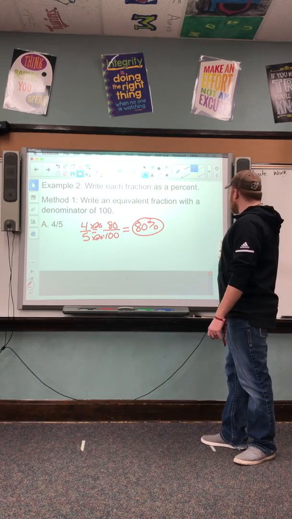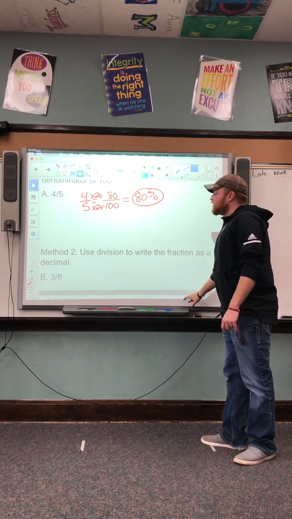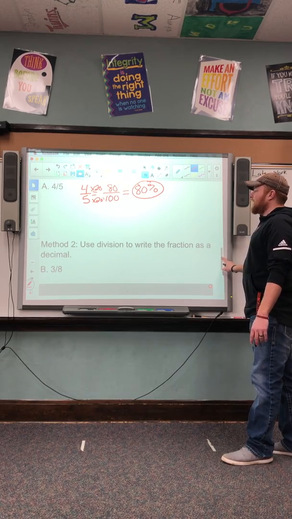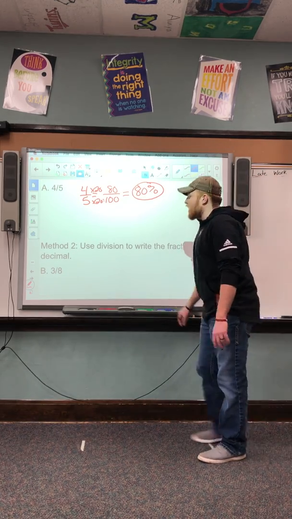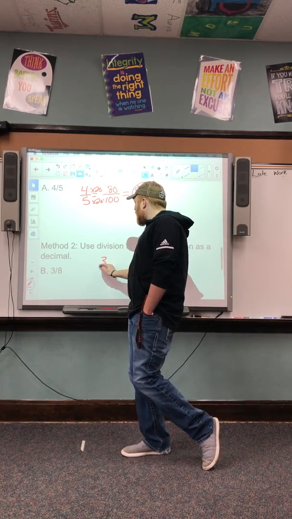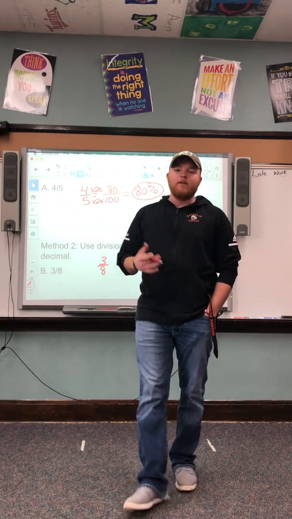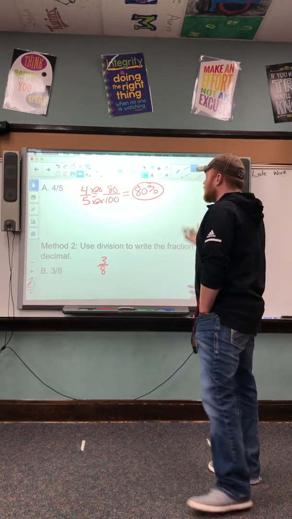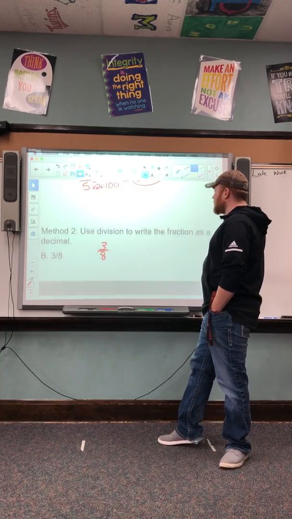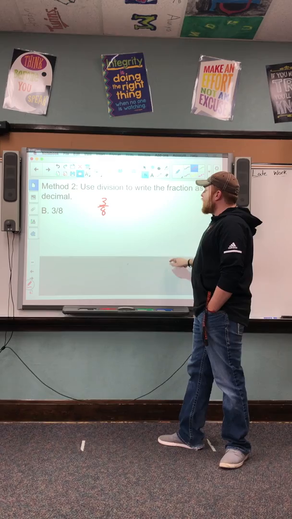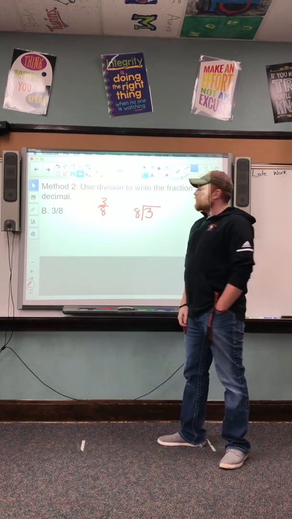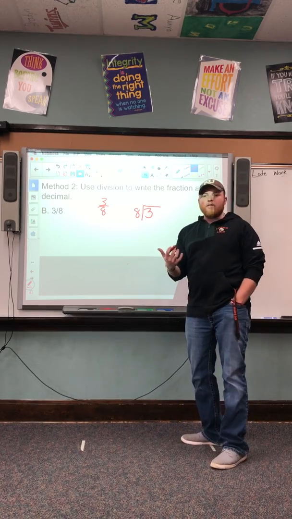Okay, that's method 1. All right, method 2 is use division to write the fraction as a decimal. Okay, so now you have a fraction of 3/8. So now this is where, can 8 go into 100 evenly? It cannot. So this is where you have to divide numerator by denominator. Okay, so that method 1 would not work here. So we go numerator divided by denominator. All right, now you're doing long division.